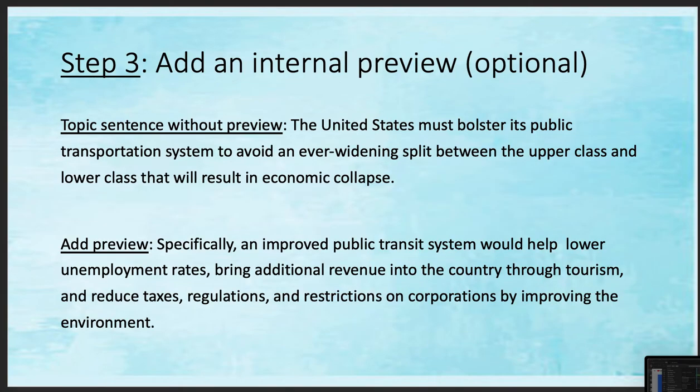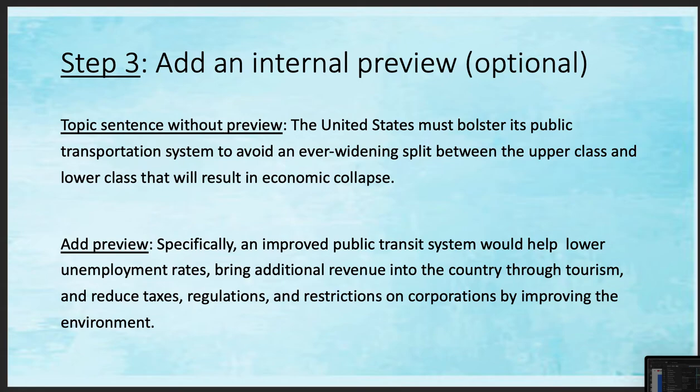Step 3. This is an optional step depending on what you're using for a topic sentence. This is adding an internal preview. So if your topic sentence comes from a thesis that doesn't offer a preview, you might consider adding one. Here's an example of a topic sentence that doesn't have a preview. The United States must bolster its public transportation system to avoid an ever-widening split between the upper class and lower class that will result in economic collapse.